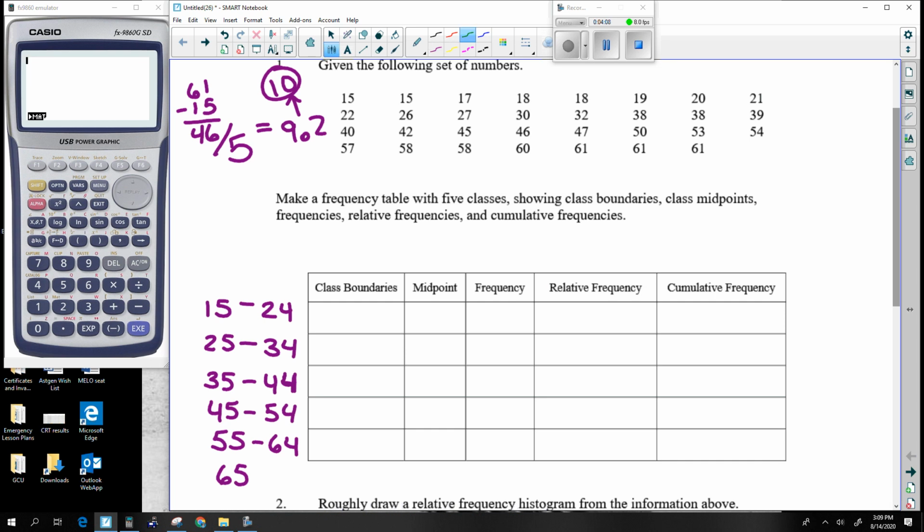What is the actual class boundary? Well, the lows get lower by 1/2, and the highs get higher by 1/2. So 15, a little bit lower than 15, is 14.5. This goes to 24.5. And now these things are touching. So the lows are lower and the highs are higher.